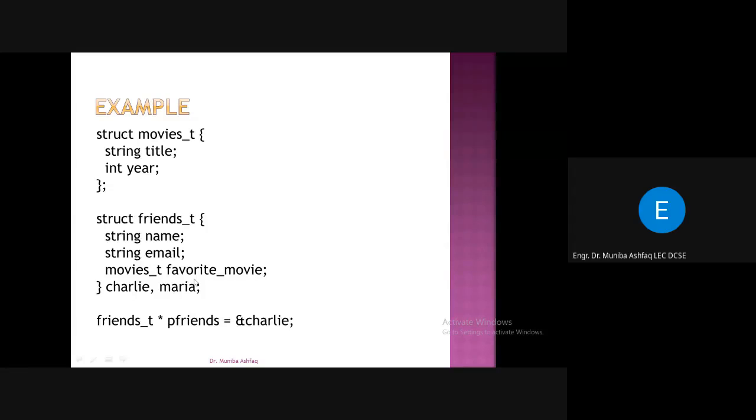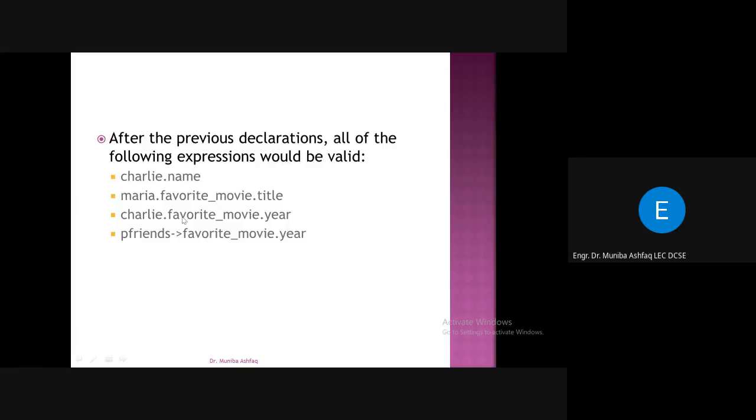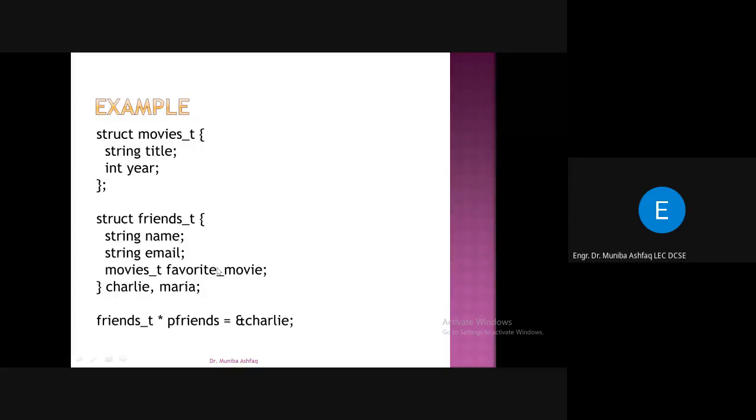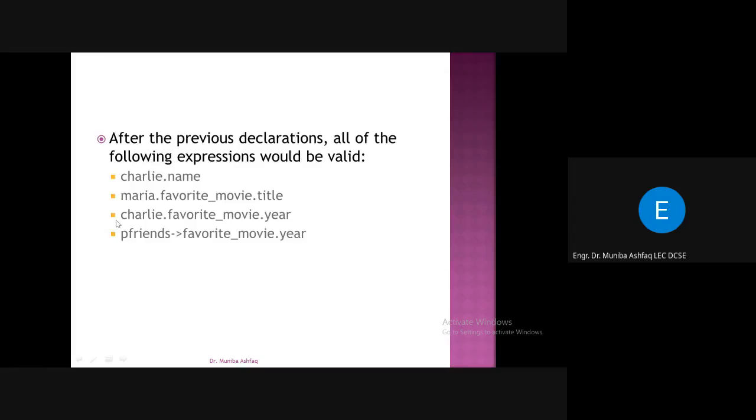You can even write Maria dot name, Maria dot email, Maria dot favorite movie, right? So favorite movie dot title. Favorite movie itself is a structure. So within this structure, each movie has its title and year. So look at this, Maria dot favorite movie dot title, Charlie dot favorite movie dot year. Now all this was using the structure objects.